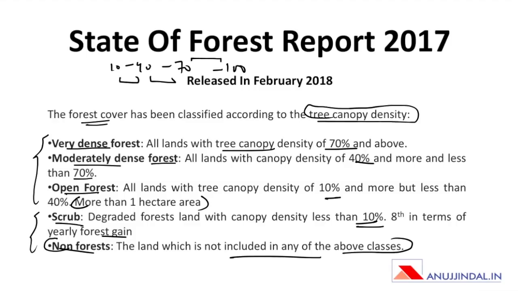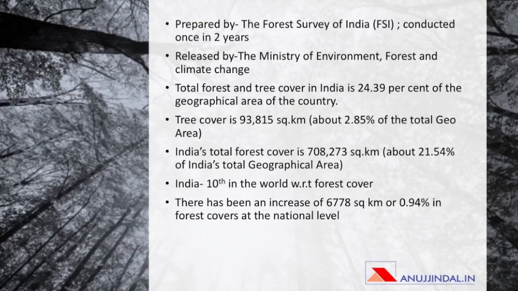So having understood all these classifications which are used by the State of Forest Report to identify the forest and tree cover in India, let's take the facts related to this report. The first and important fact is it is prepared by the Forest Survey of India, and it is conducted once in 2 years. So it was conducted in 2015 last, and now it has been conducted in the year 2017. Prepared by Forest Survey of India but released by Ministry of Environment, Forest and Climate Change. Very important, these two things to remember.